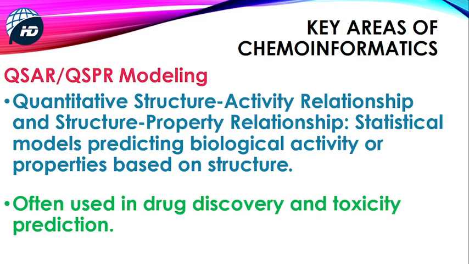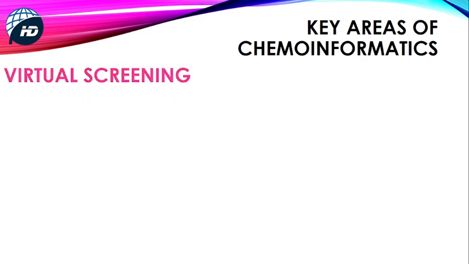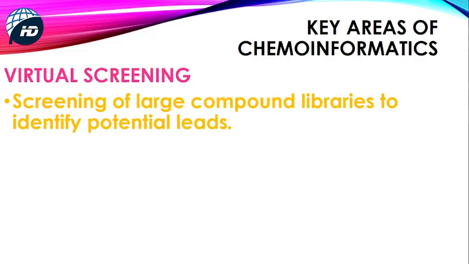So we can apply chemoinformatics in drug discovery and in toxicity profile prediction. Another area of chemoinformatics is called virtual screening. So these are the key areas of chemoinformatics. We have the virtual screening. In virtual screening, we are trying to screen large libraries of structures against a particular target. So here we screen large compound libraries to identify potential leads.